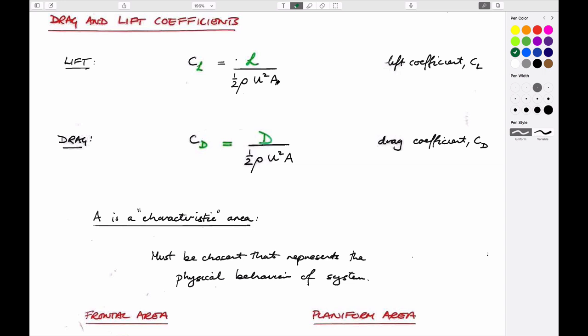So if you're looking at a wing and trying to figure out what the lift is on that wing, probably the appropriate area is the planform area of that wing, rather than the frontal area along the leading edge, which would be more appropriate if you're calculating the drag.